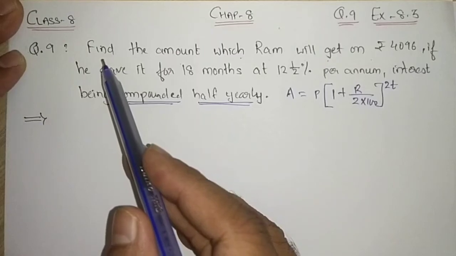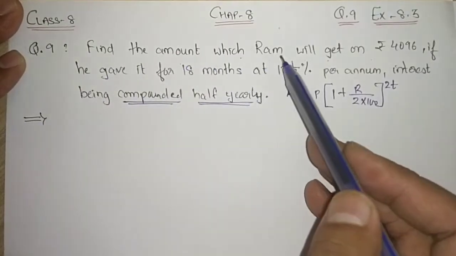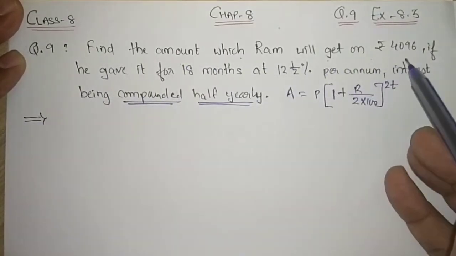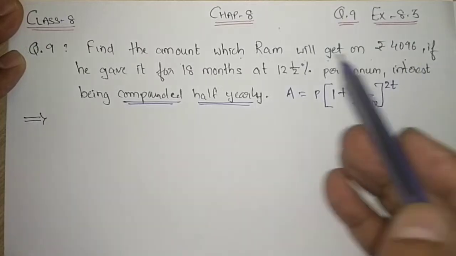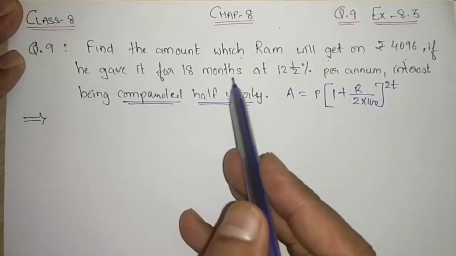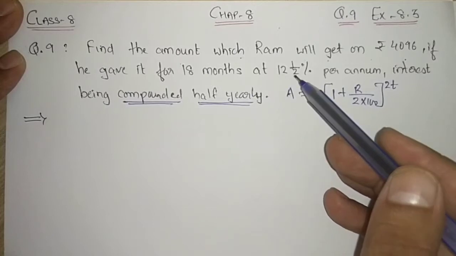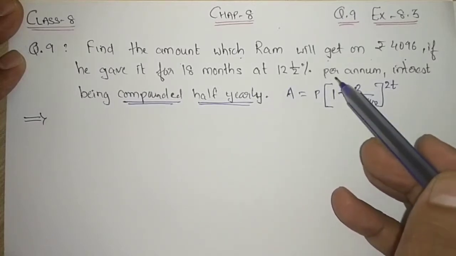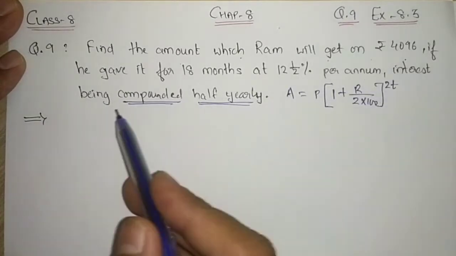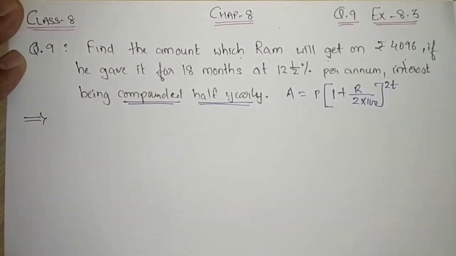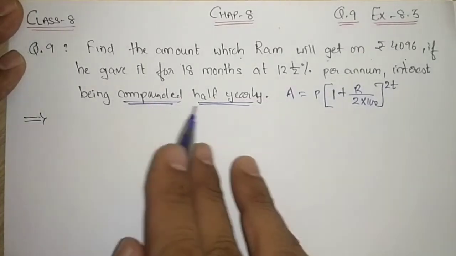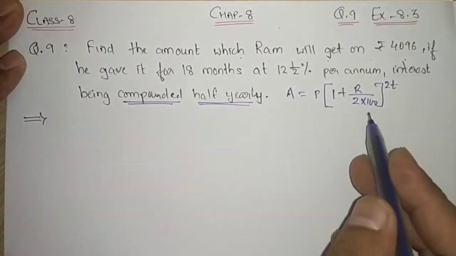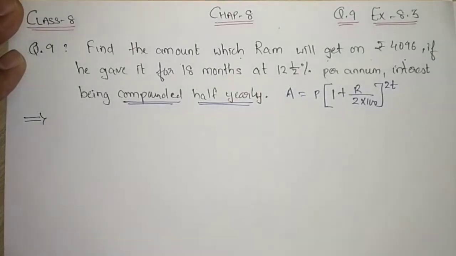Question number 9 says: find the amount which Ram will get on rupees 4096 if he gave it for 18 months at 12.5% per annum, interest being compounded half yearly. Whenever I see these words, I will directly take this formula and proceed.